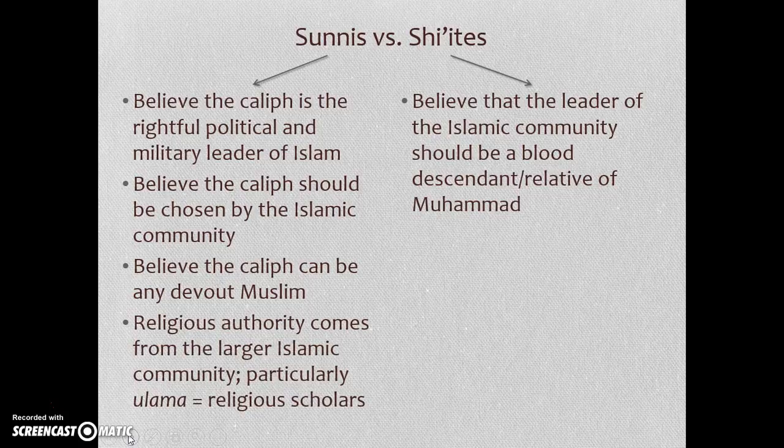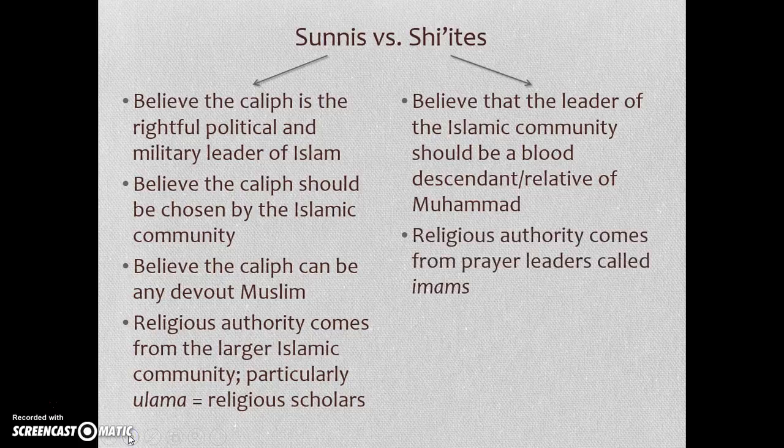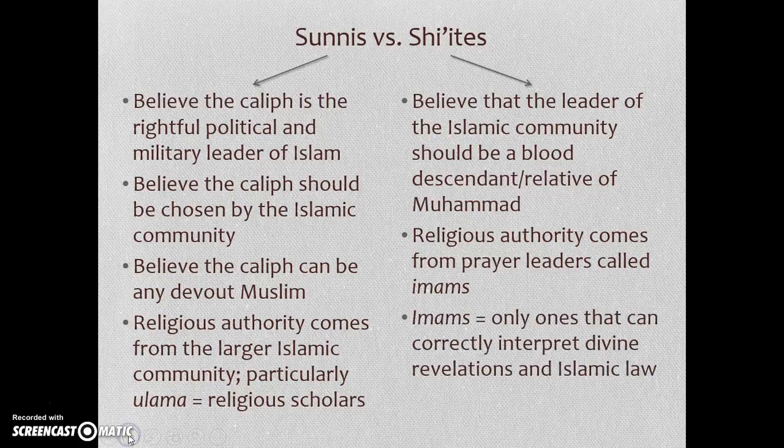The Sunnis believe the caliph can be any devout Muslim. And they believe that religious authority comes from the larger Islamic community, particularly the ulama, which is the religious scholars. On the Shiite side, religious authority comes from prayer leaders called imams. And an imam is the only one who can correctly interpret the divine revelations of Islamic law.